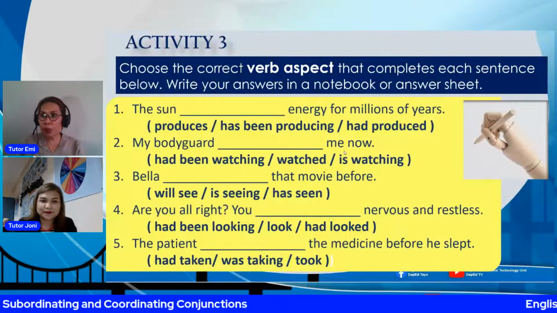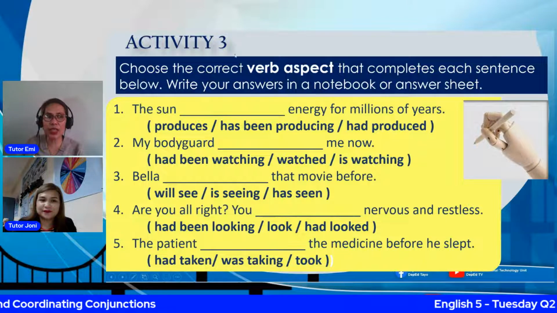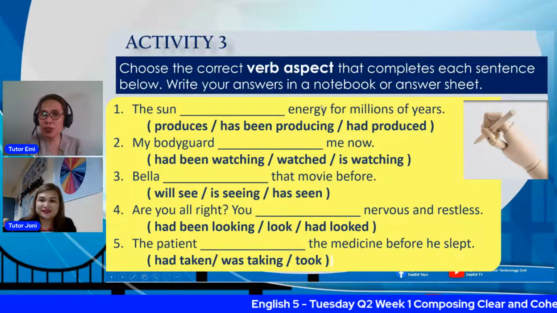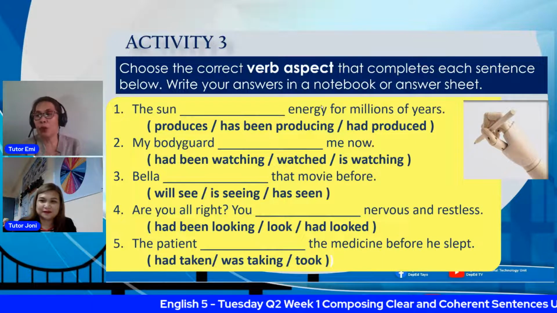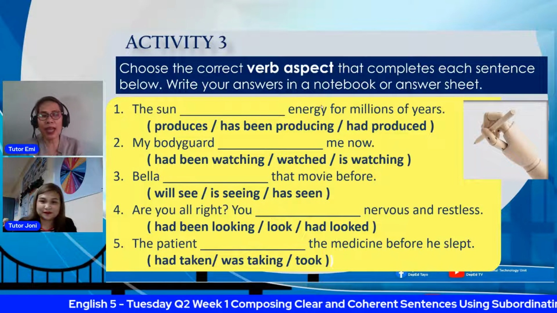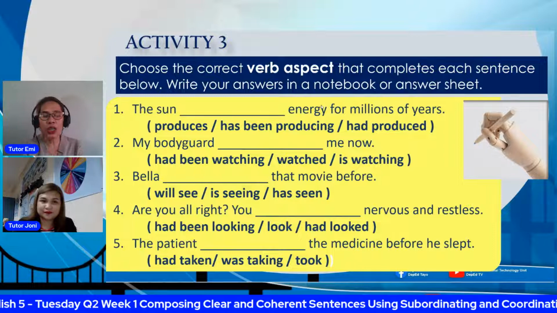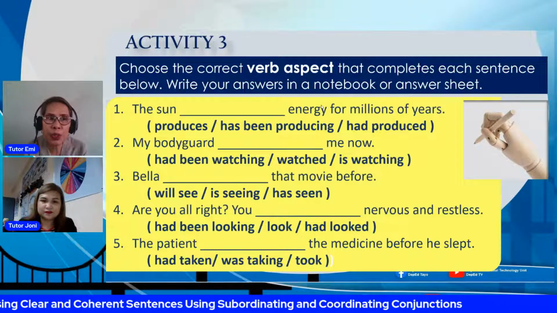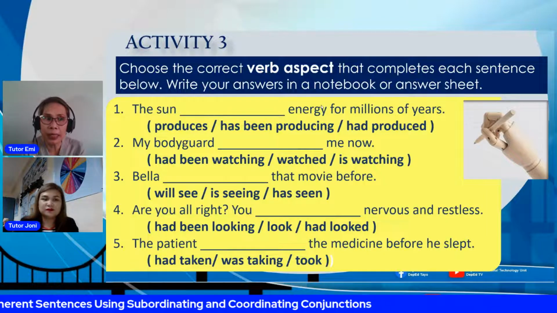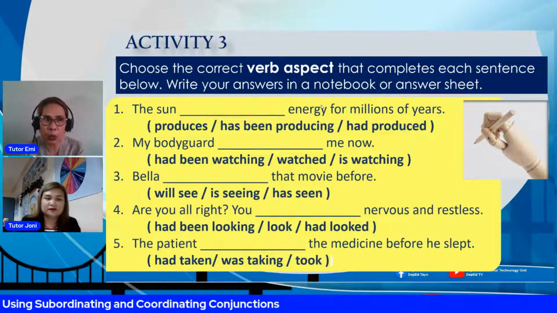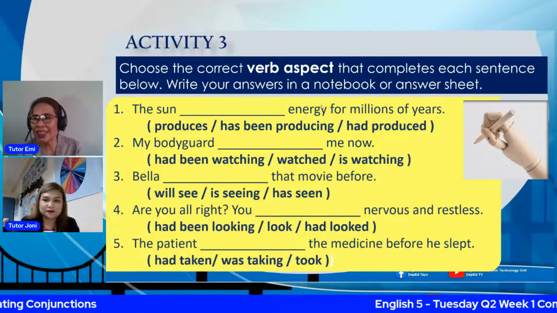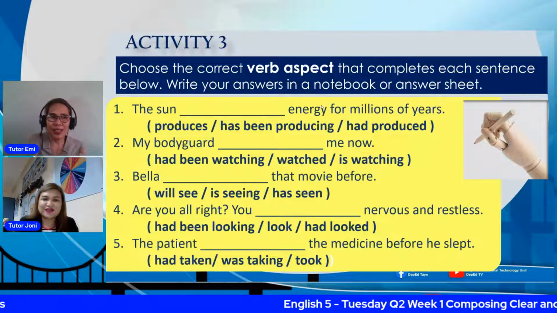Let's try to apply what we have learned in this lesson. So let's try to have activity number 3. Get your notebook or your paper and pen and write your answers on your paper. Here is the instruction: choose the correct verb aspect that completes each sentence below. Write your answers in a notebook or answer sheet. Are you ready?